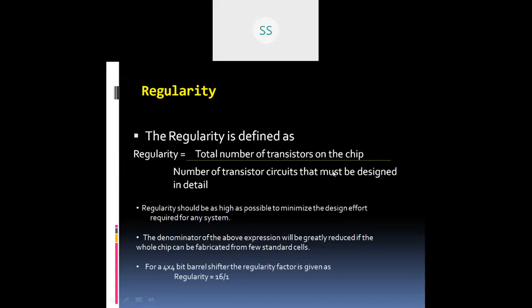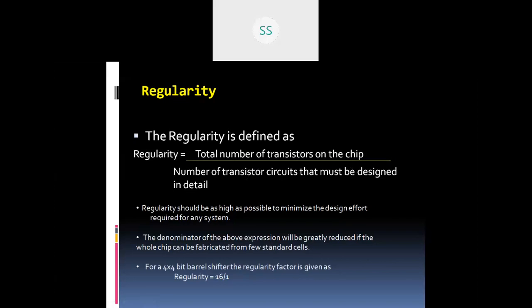Whatever circuitries are there, if they have a common design, then the denominator becomes 1. If some 10 transistors require 10 different designs, then the regularity value will be the total number of transistors divided by 10. In that case the regularity value comes down. So in order to have a high regularity value, as far as possible all the transistor circuits involved should have a common design.